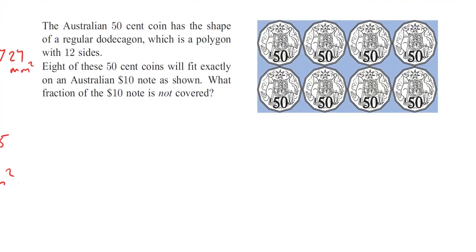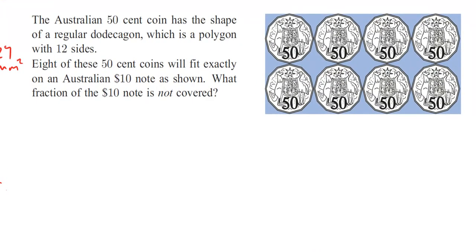Now, this one is way too difficult, really, for a 7-8 question on an exam. I challenge you to try to do this question. So while I read it out, please pause the video and see if you can do it yourself before seeing the answer. So an Australian 50-cent coin has the shape of a regular dodecagon, which is a polygon with 12 sides. 8 of these 50-cent coins will fit exactly on an Australian $10 note as shown. What fraction of the $10 note is not covered? So please pause the video and try to do this yourself first.